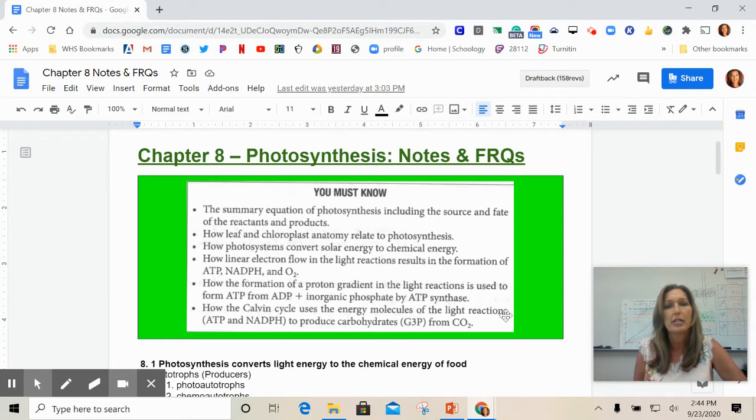What you'll see as you double check your Must Knows, your notes, and your FRQs is a lot of terms that are fairly similar to what we just covered in cellular respiration. You're going to see ATP production. You're going to see NADPH instead of NADH. We're going to talk about a proton gradient. We're going to talk about ATP synthase.